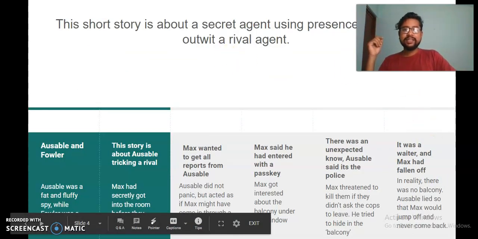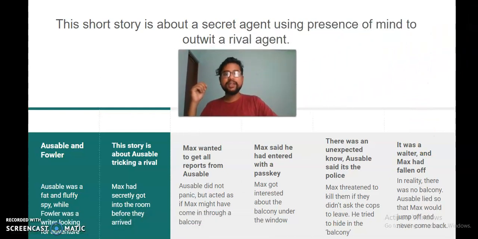So the story is about a secret agent using presence of mind to outwit a rival agent. Basically, the agent sitting on the chair, his name is Ausible, and Ausible is a spy. The one with the gun is Max. He is his rival. They're enemies. They're both spies, but they work for different people.